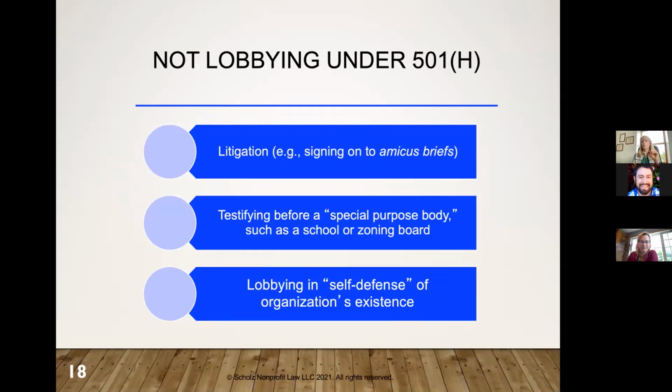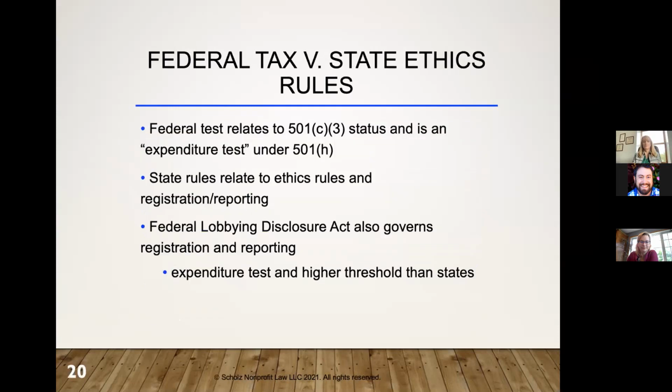Litigation, so public interest litigation, is not lobbying. Again, we're talking about the court system, not lobbying. I already mentioned the special purpose body, such as a school board or a zoning board. And then there's a carve out that doesn't come up very often: if your organization, or your type of organization, was threatened, you could lobby in self-defense.